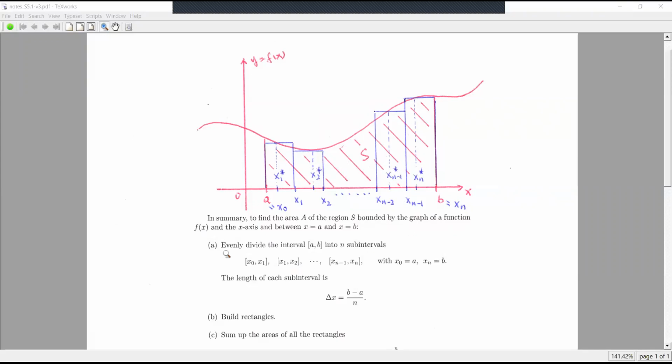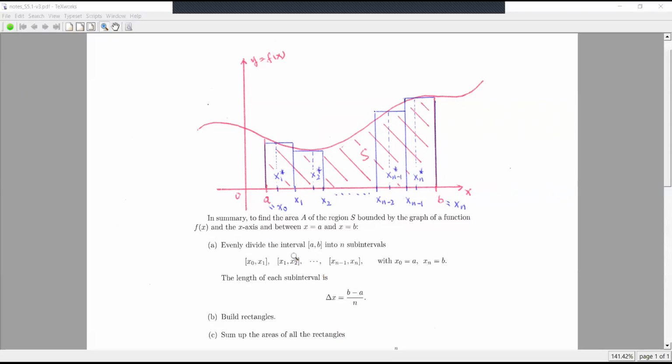Step 1, evenly cut the interval ab into n subintervals. Let me name the cutting points. a, the left endpoint of the interval ab, is x0. Then the first cutting point is x1, the second cutting point x2, and so on. And b, the last point, is xn. Now we have n subintervals.